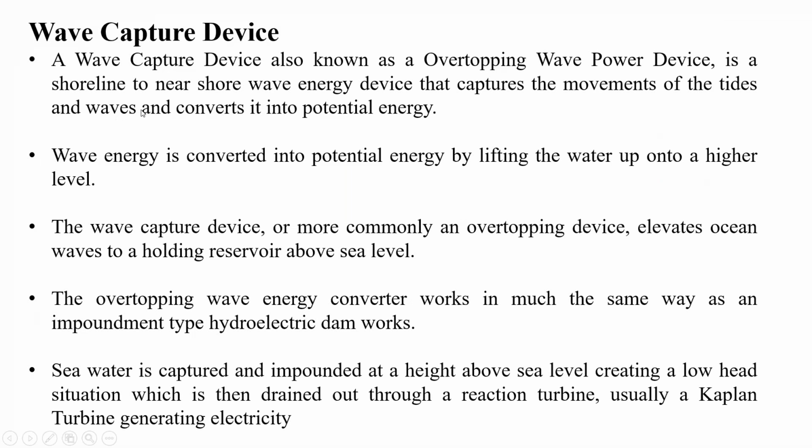Next is a wave capture device. Wave capture devices are of many types. One is a wave overtopping power device. It's a shoreline device which is used for capturing the waves. In this, we capture the wave energy and convert it into potential energy. The wave overtopping device elevates ocean waves. The overtopping wave energy converter works in much the same way as an impoundment type hydroelectric dam, and the seawater is captured and impounded at a high level in these particular devices.